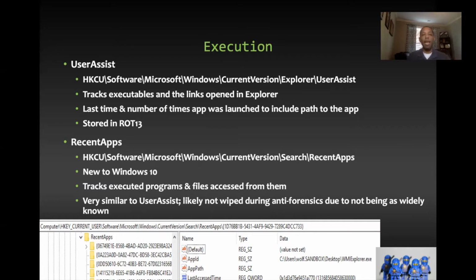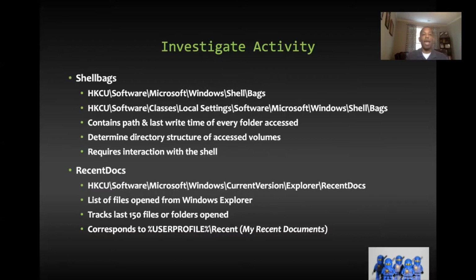We got recent apps, and this is something that's somewhat new for Windows 10. It's going to track applications and programs that were launched within File Explorer. This is going to be similar to User Assist in the sense of what it gets. This is great because since this is somewhat new, I say that loosely, somebody trying to wipe their tracks may automatically go to User Assist, but they may not think to do something in recent apps.